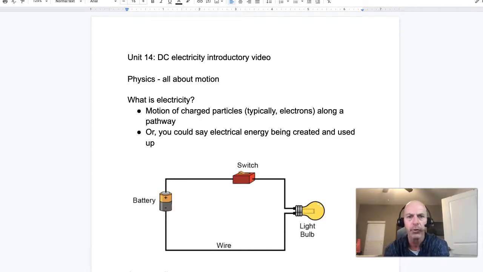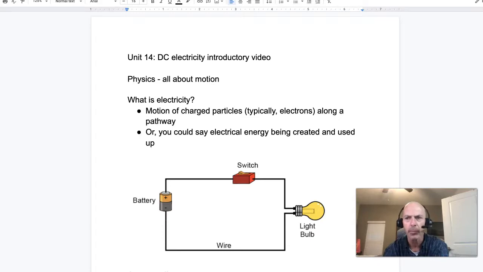I'd like to introduce Unit 14. This is our unit over electricity, and this is the introductory video here. We said physics is all about things that are in motion, right? And so we've spent quite a bit of time talking about constant velocity, acceleration, free fall, forces. We did a unit on energy and momentum.